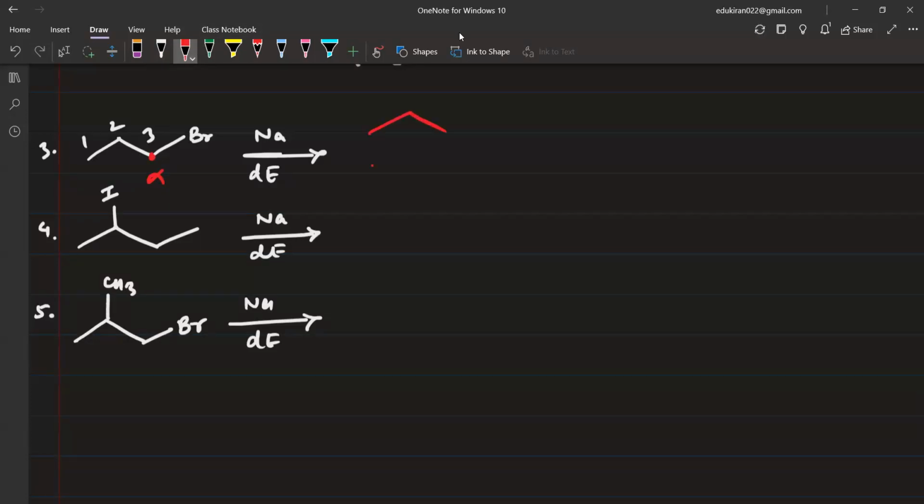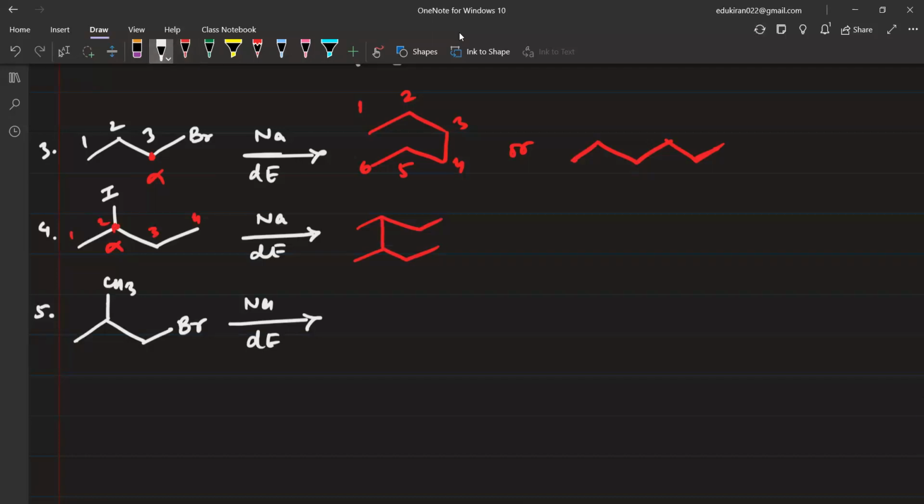I will write 1, 2, 3, 1, 2, 3, and attach both of these. Now I will remember 1, 2, 3, 4, 5, and 6. So I can write this as 1, 2, 3, 4, 5, 6. Now when I look at the fourth one, I will have 1, 2, 3, 4 carbon atoms. This is my alpha. So I will make 1, 2, 3, 4, and 1, 2, 3, 4. Then I will join these two.